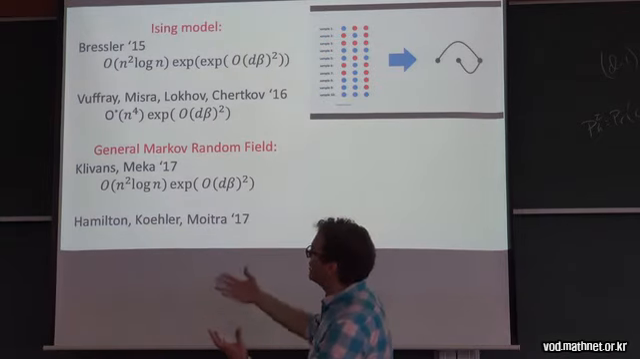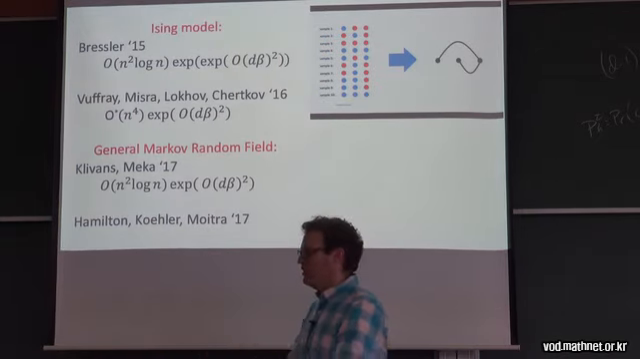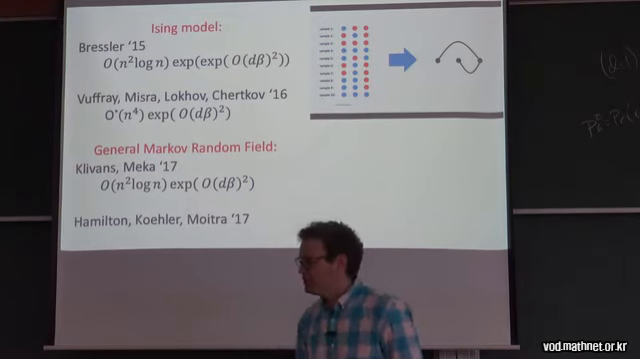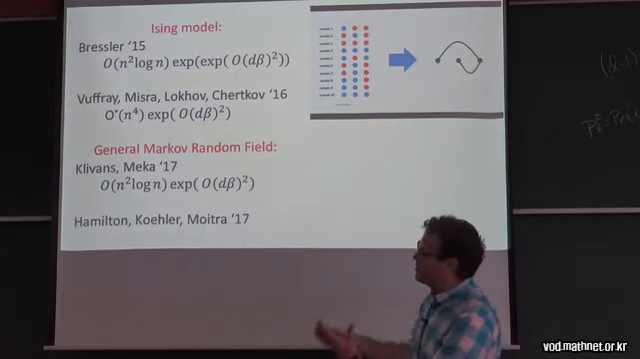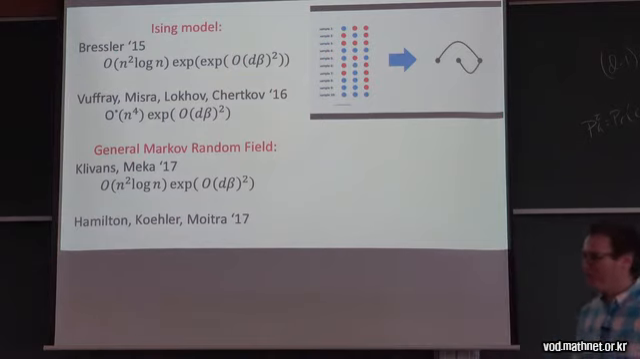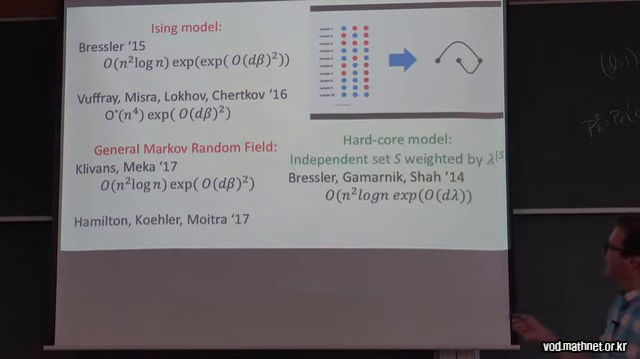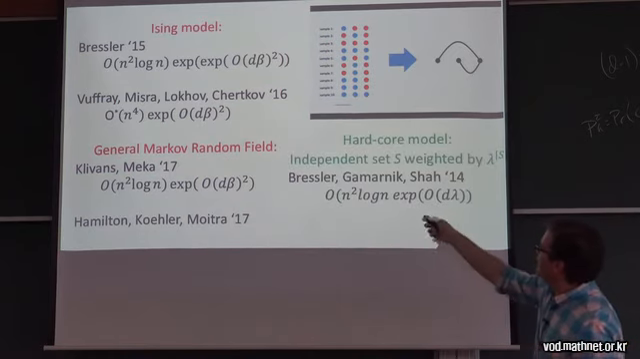It's a natural thing. Then you can generalize from there and say, instead of having two colors, I could have Q colors. But Ising is what everybody starts with, and that's what they started with in statistical physics, the Ising model in the 40s. And then you can look at other things like independent sets.